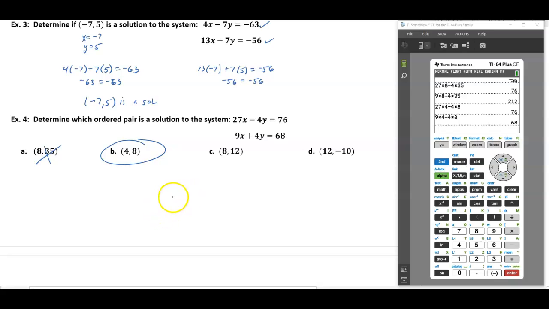If I have a system of linear equations, because these are lines, lines will only intersect one time, which means there will only be one solution to a system of linear equations. So just keep that in mind.